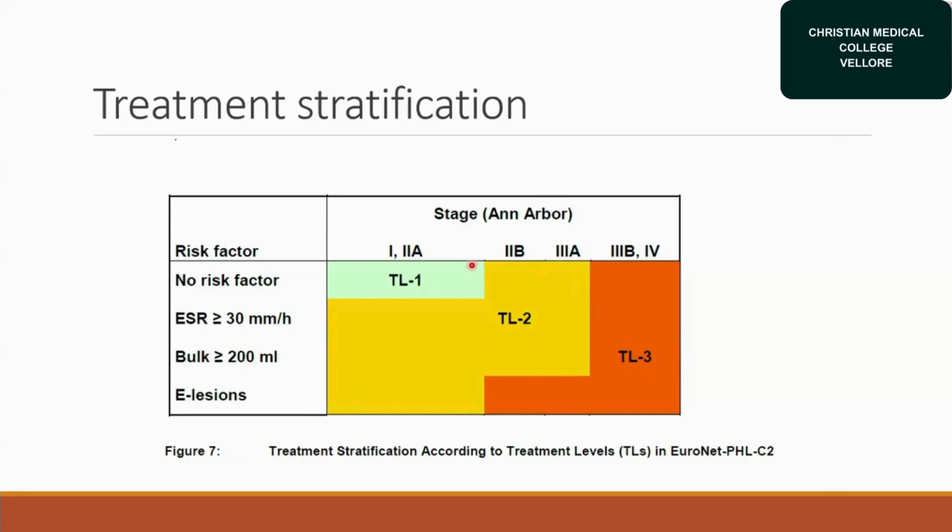I hope that's clear. So 1A, 1B, 2A without either an ESR which is elevated, a bulk which is less than 200, and no E lesions will be considered as treatment level 1. Anybody who has ESR which is elevated, bulk which is more than 200, or extranodal lesions go into treatment level 2. Treatment level 2 without any of these is just 2B and 3A. 3B upwards, and 2B and 3A with ESR which is elevated or bulk lesion and E lesions, will go to treatment level 3.